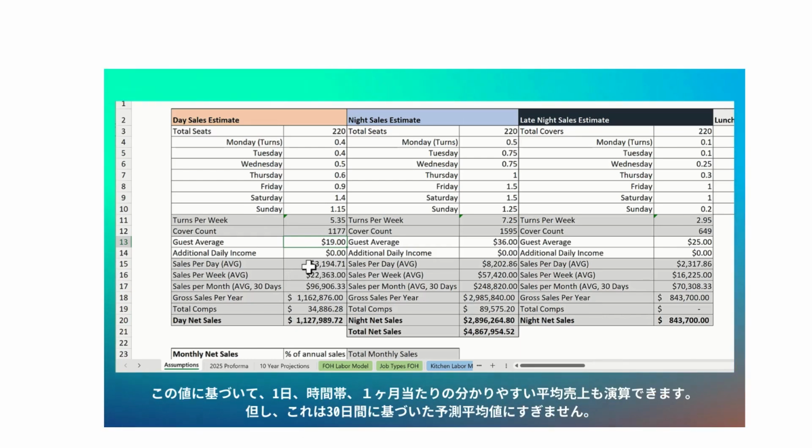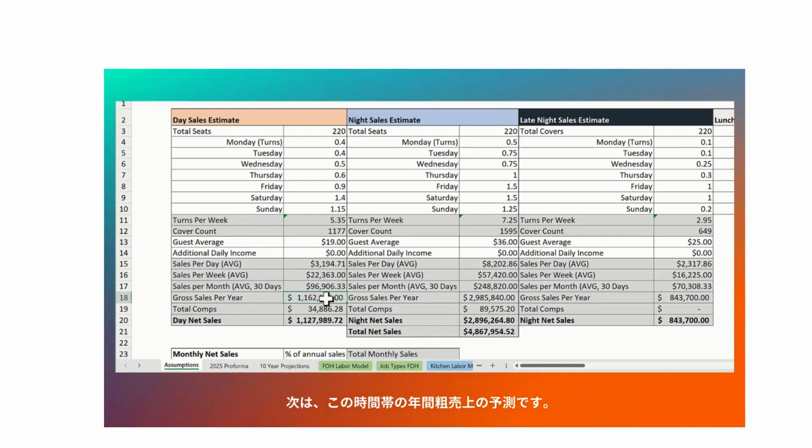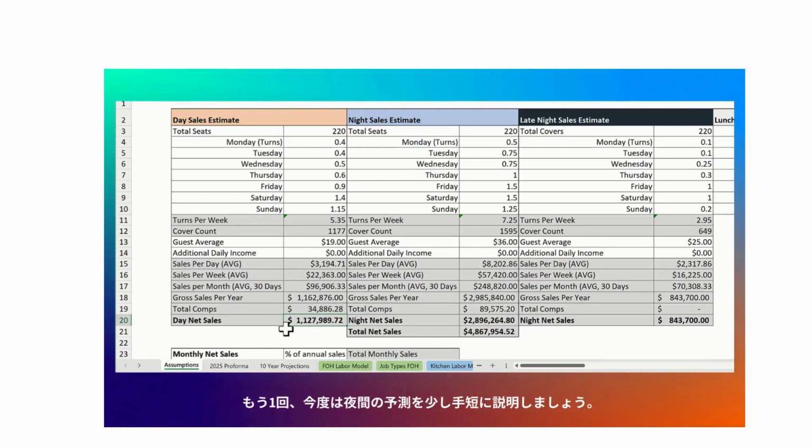We then can see on average what we're going to sell per day, again, just for this day part. And then per month, this is just an average estimate based on 30 days. And then we have our gross sales for this day part for the whole year. And then we get our daily net sales. So let's run through that one more time, a little quicker for our nighttime estimate.